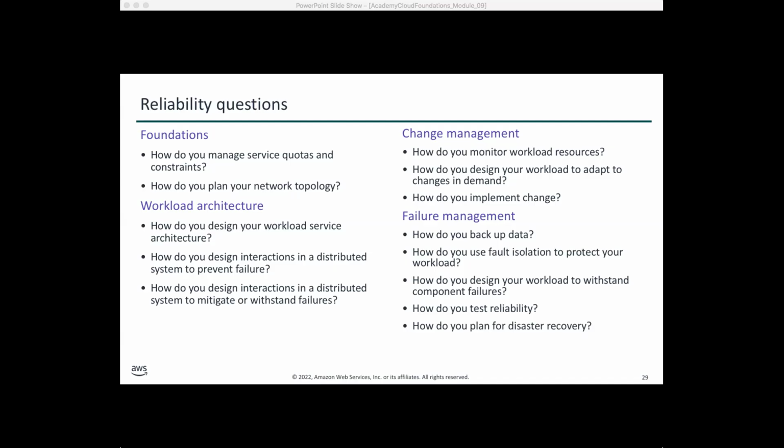If there is change required, how do you adapt to changes in demand? How do you implement the change? We say it should be happening. We should apply automation here. Failure management as well. So there are a few questions. Backup: how do you design your backup? How do you use fault isolation to protect workload?